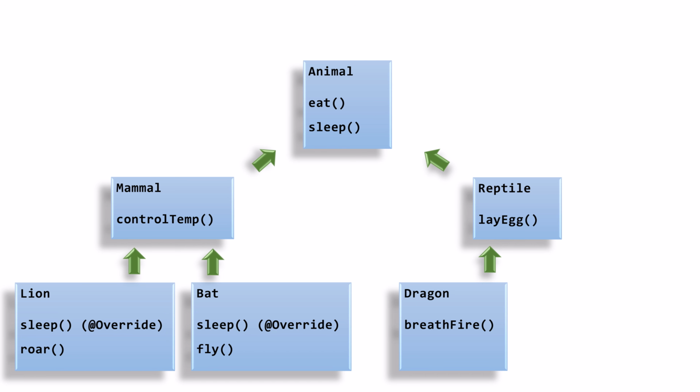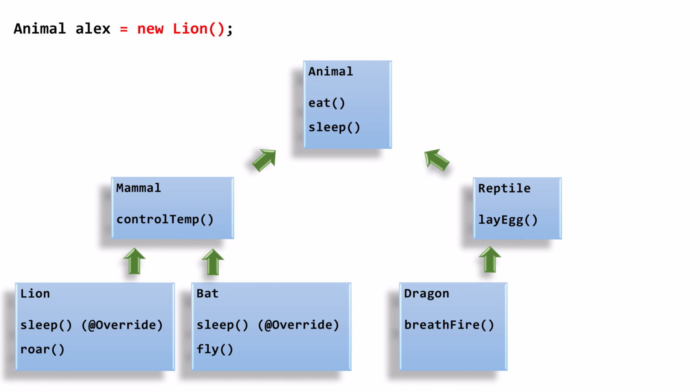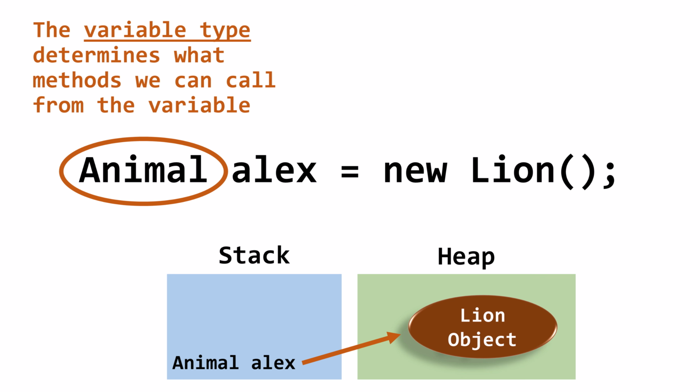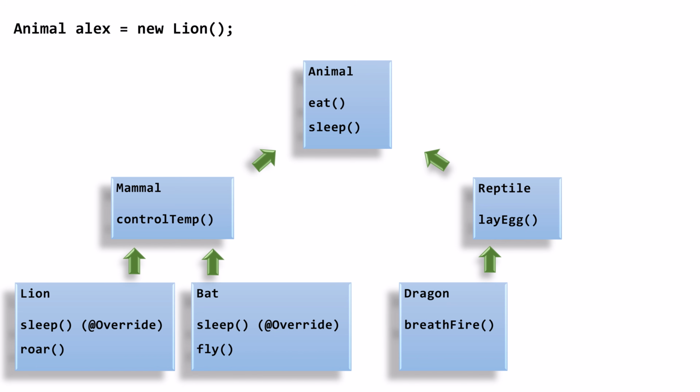Let's write some code. We declare a variable Alex of type animal. Since Alex is an animal type variable, it can point to an object of either animal or any of animal's subclasses. Here we have Alex point at a new instance of the lion class. Let's think about which methods the Alex variable can access. Alex is an animal variable, so it can access any methods that originate in animal. We may have overridden those methods in Lion, but as long as they exist in Animal, they will be accessible by the Alex variable.